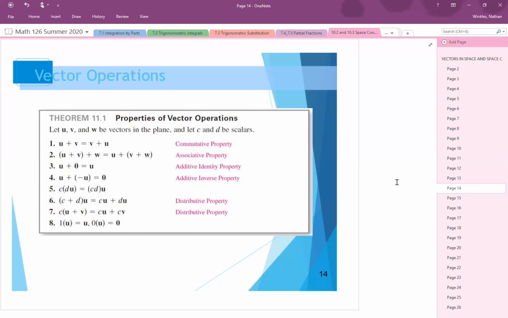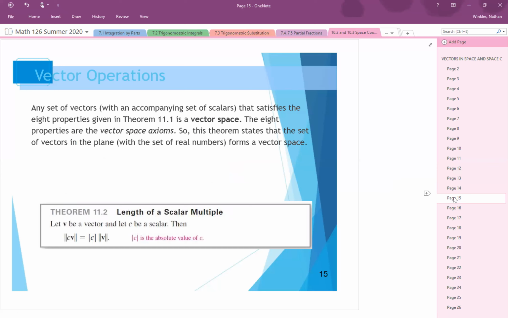1 times u is equal to u, and 0 times u is equal to 0. Those are our multiplicative identities: the multiplicative identity is 1, and the 0 multiplicative property is the other one. So any set of vectors that satisfies the 8 properties before is a vector space. The 8 properties are the vector space axioms. So this theorem states that the set of vectors in the plane forms a vector space.